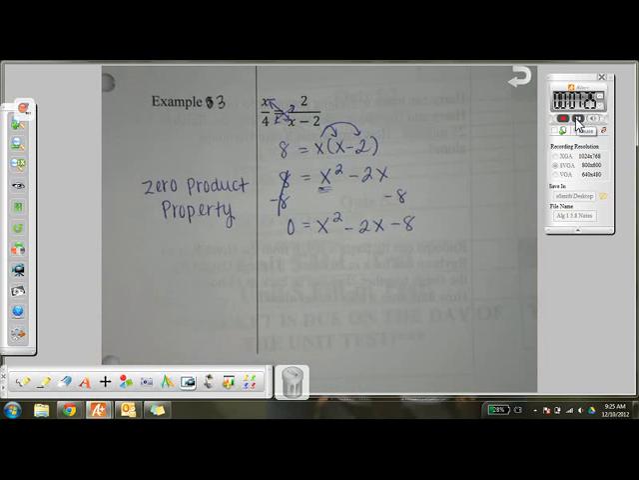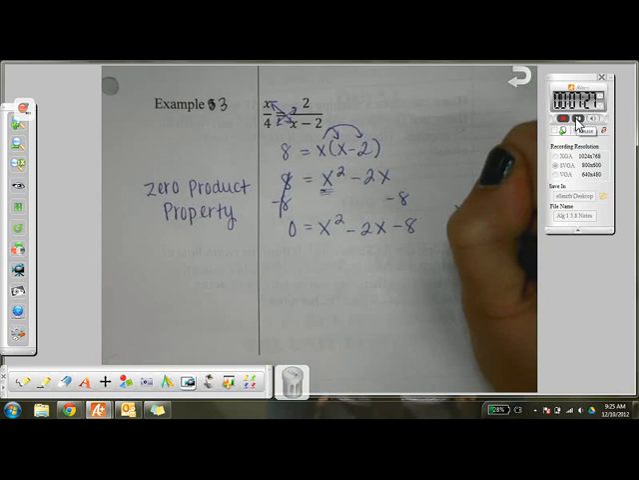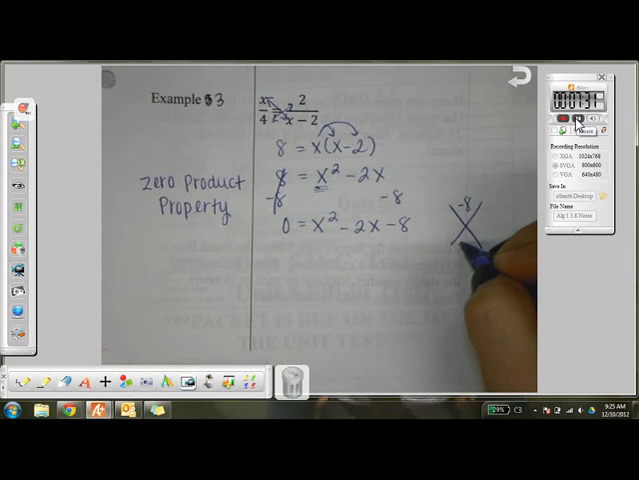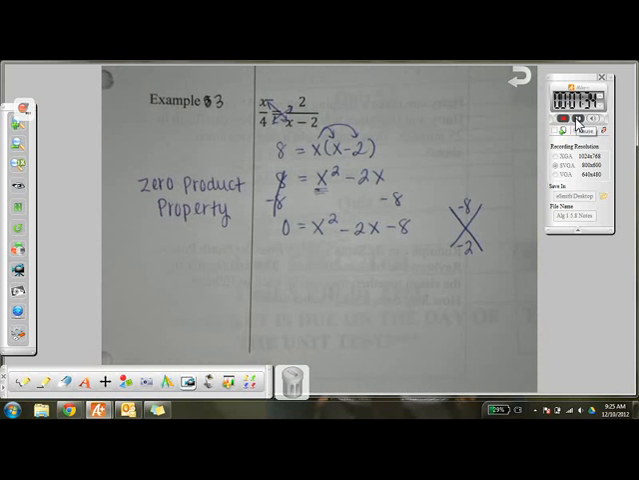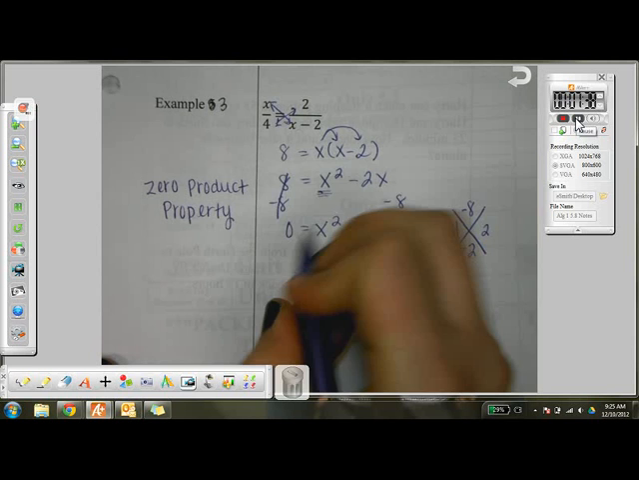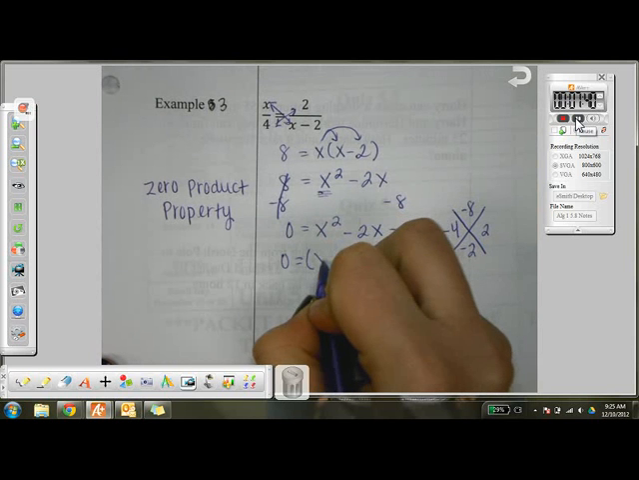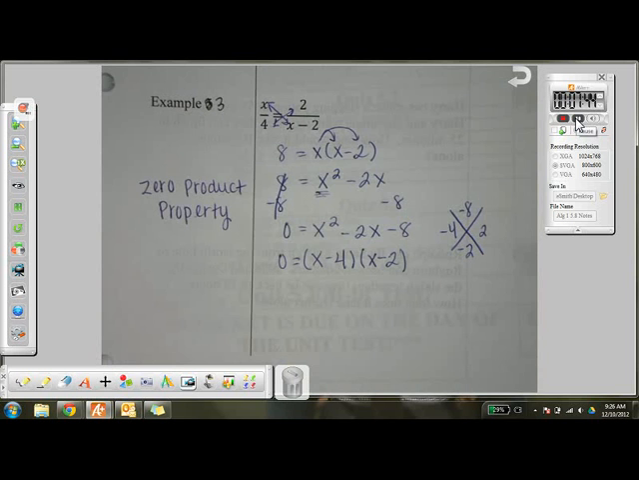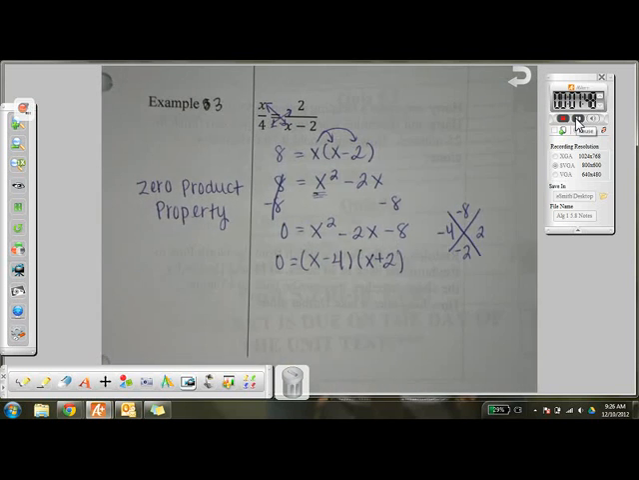Now you can use diamond method. What two numbers multiply to negative 8 and add up to negative 2? Negative 4 and positive 2. So 0 equals x minus 4 times x plus 2. Sorry. And then how do I solve?